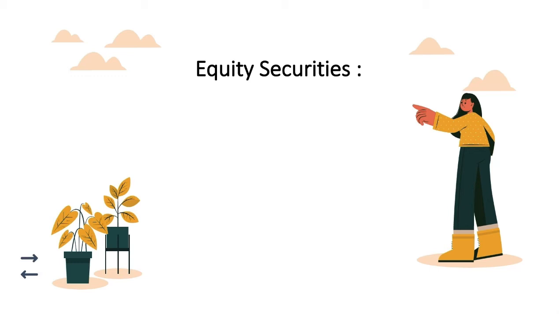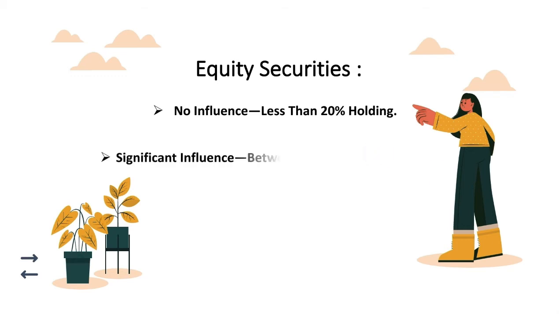There are some types of securities regarding the amount of ownership. First is non-influence, or less than 20% holding. From the theory, when someone holds less than 20% of shares, they do not have significant influence on the company, making the investor dominantly a follower in the company's activities.